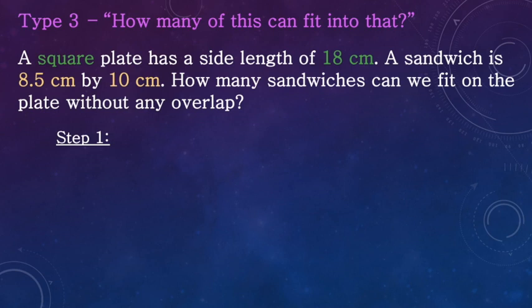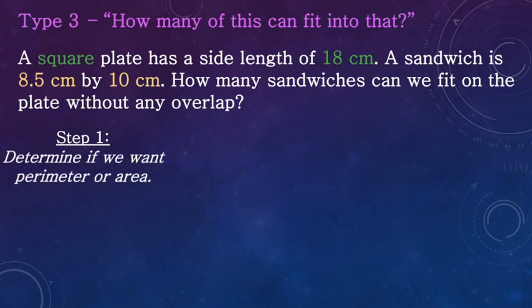So again, step 1, determine if we want perimeter or area. And of course, it is area. The reason why area in this case is a little bit harder to distinguish, but think about it. We are covering the plate with sandwiches. So it's the same thing as saying we are covering the field with grass, right? We want area, not perimeter. We're not cutting the pieces of sandwiches and putting them around the plate. That's not what we're doing. If you do that, that's really kind of weird and not a very efficient way of eating a sandwich.